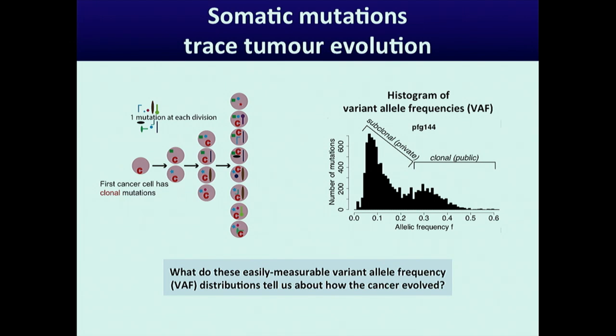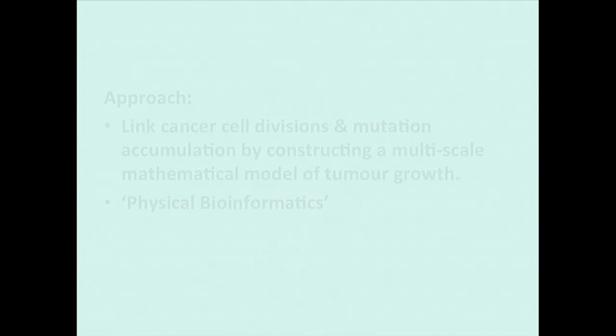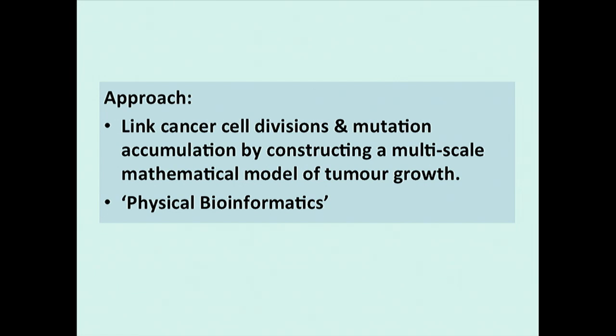And so it's quite easy to get these data now, and we've seen lots and lots of examples of these data. And our question is, how do these allele frequency histograms tell us about the evolutionary dynamics of tumour growth? What can we learn from these diagrams about how the tumour grew? And so our approach, as I'm a mathematician by training, is to make a mathematical model of tumour growth and ask: can parameters in our mathematical model explain the data that we see, and can we therefore make inferences about what the actual parameters of evolution are?